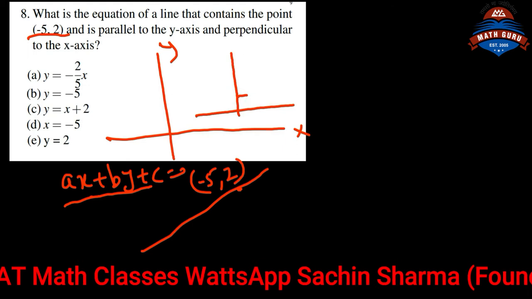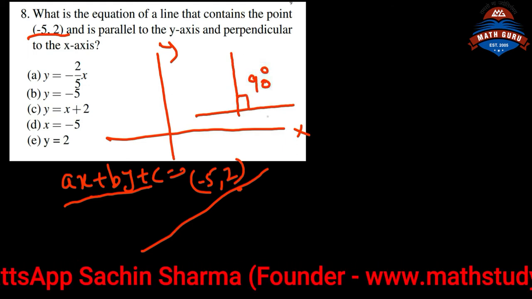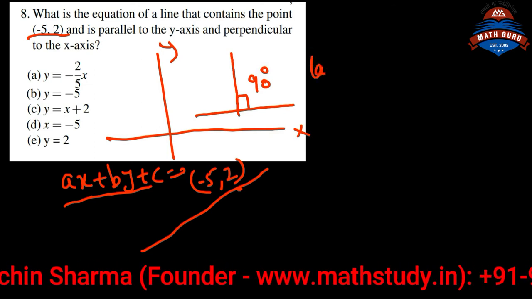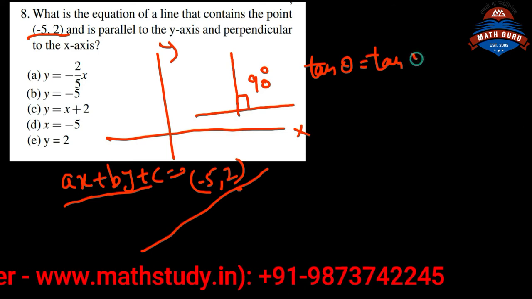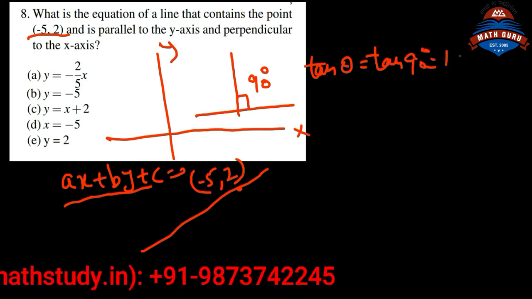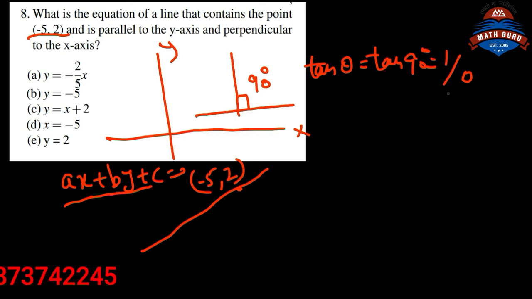That means the angle formed by this line is 90 degrees with the x-axis. That means tan theta is nothing but tan 90 degrees, which we can write as 1 by 0, not defined. So that means the slope of the line is 1 by 0.